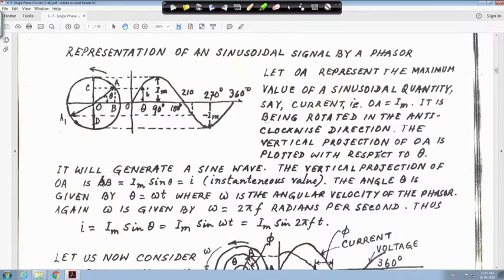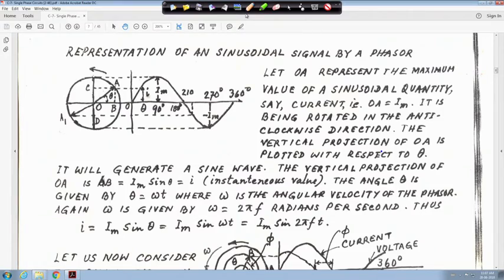Okay, so we are back again. Now we'll see the representation of what we call a sinusoidal signal by a phasor. The first thing is that our understanding should be clear, so that for solving numericals or for getting ideas, things will be totally clear. So let us see how we can make it.